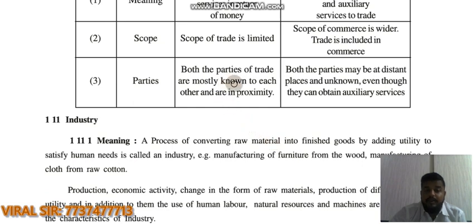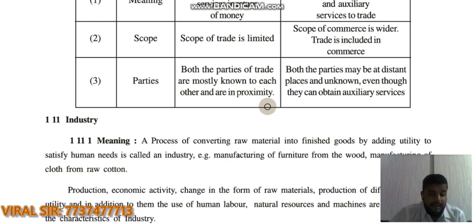Both the parties of trade are mostly known to each other, or we can say are in proximity. Proximity means close contact, while it is not necessary that in commerce both the parties are in proximity. They can be at distant places and unknown, still they can obtain the auxiliary services. For example, if I have a bank account in ABC bank, it is not sure that I would be knowing the owner of the ABC bank personally, but I am still using its services. If I'm using a telecom company, a Jio card or Airtel card, I might not know the owner or the manager, but still I'm using its services.